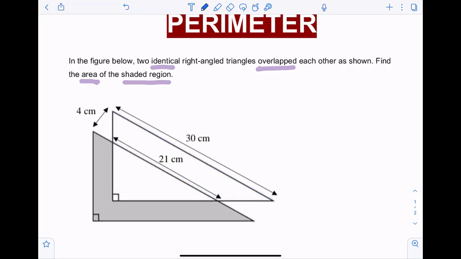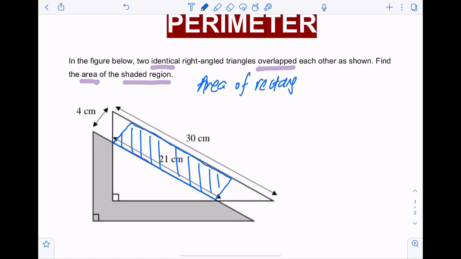What we can do is to take note of this base here, which is 21, and this perpendicular height, which is 4, and we can first form for ourselves a rectangle. Alright, a rectangle like this, and the very first thing we can try to find is the area of this rectangle. And that, my friends, will be 21 times 4, length times breadth, which is going to be 84 square cm.